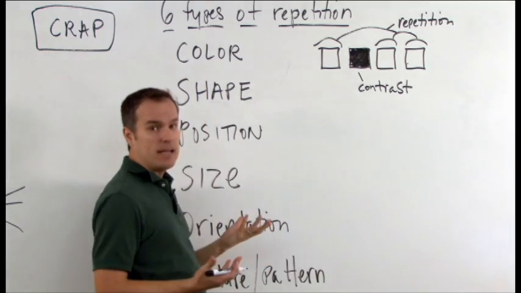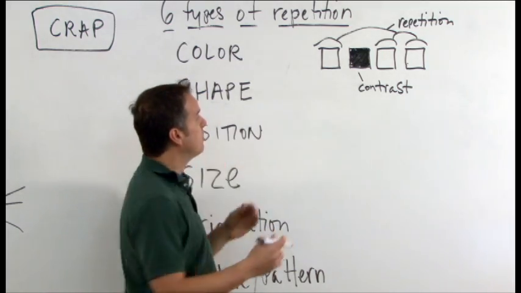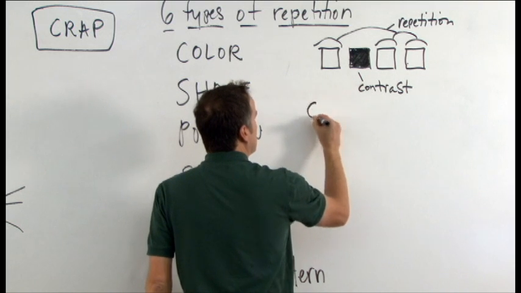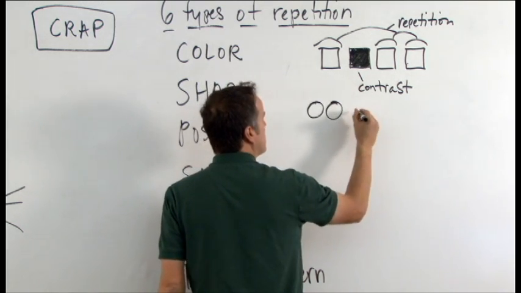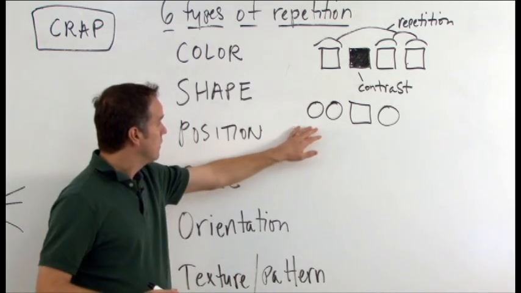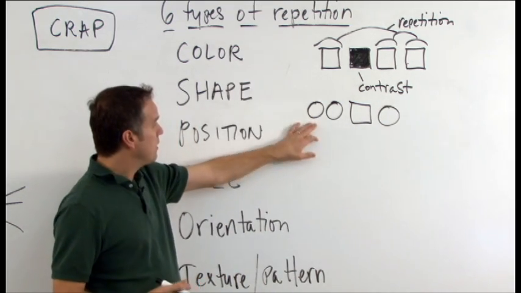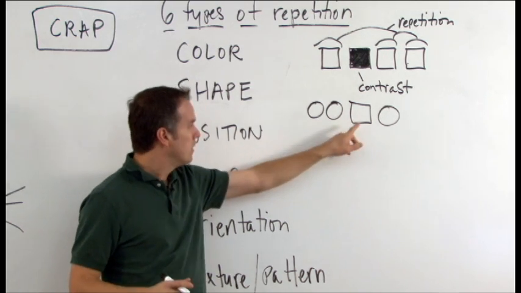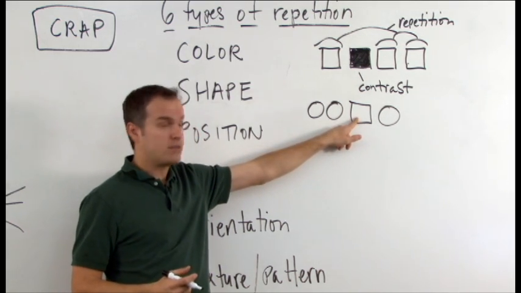If we change the shape, we would start to feel like they were even further apart. So let's say we have a circle, a square, and a circle. Shape is being repeated in 1, 2, 3 items, but not in this 3rd item.